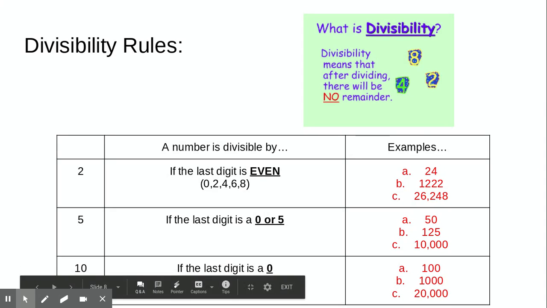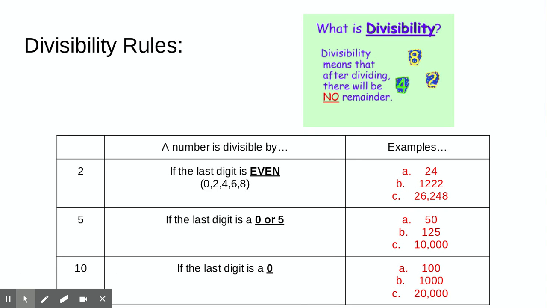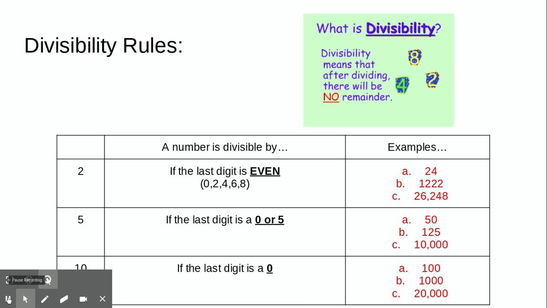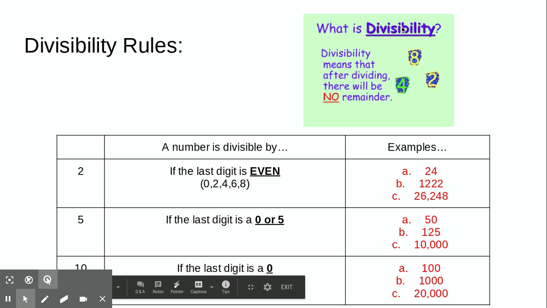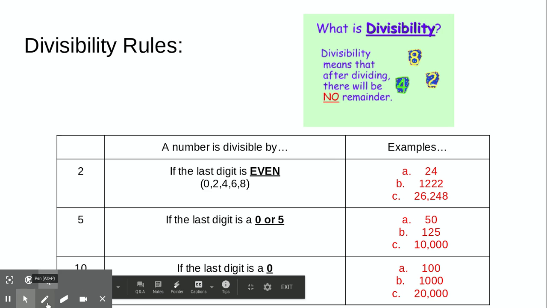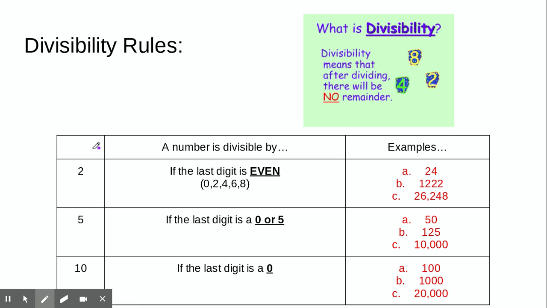All right, moving on to our last topic for today, which is divisibility rules. So what is divisibility? Divisibility means that after dividing a number, there will be no remainder. And here is our divisibility chart. This will be given to you on the exam too, so you don't have to worry about memorizing it. We'll just use it as a reference today.